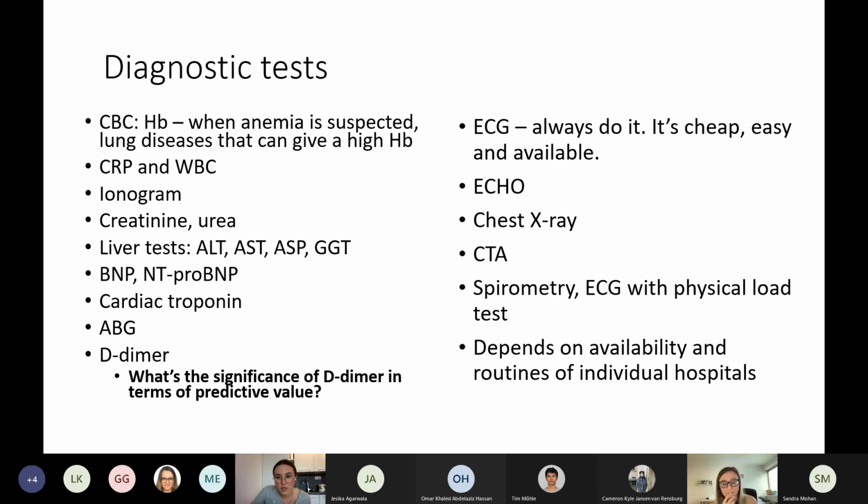And then you have diagnostic tests. I'm not going to go over all of them. I'm just going to give a few remarks, and I actually want to start on the right side of the slide. You should always do an ECG, always. If there's anything pointing towards chest pain, dyspnea, or a loss of consciousness, always do an ECG because it is cheap, easy, and available. And an ECG can actually give you a lot of information just by simply doing that.